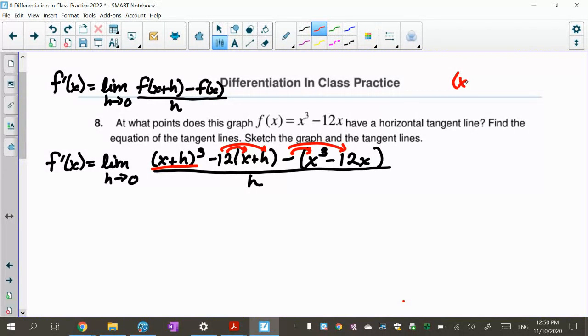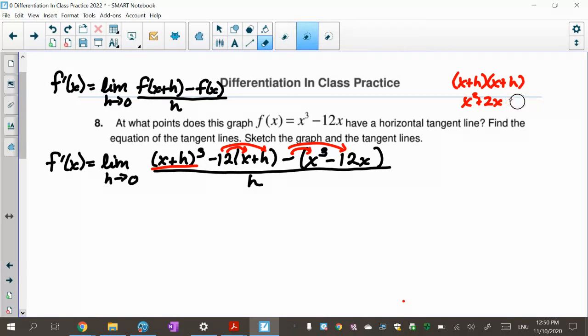So I've done this a couple times, but I'm going to do x plus h times x plus h. And when I do that, I get x squared plus 2xh, excuse me, I'm going too fast here, plus h squared. And then I'm going to multiply all that by x plus h. So you're going to multiply them all through by x and all through by h. When you do that, you come up with the following.